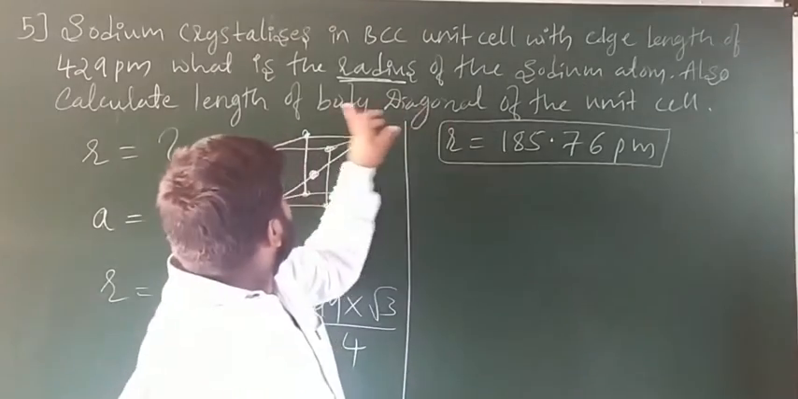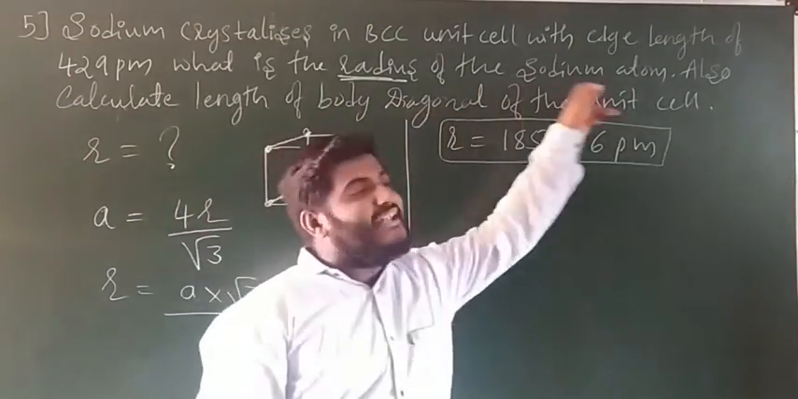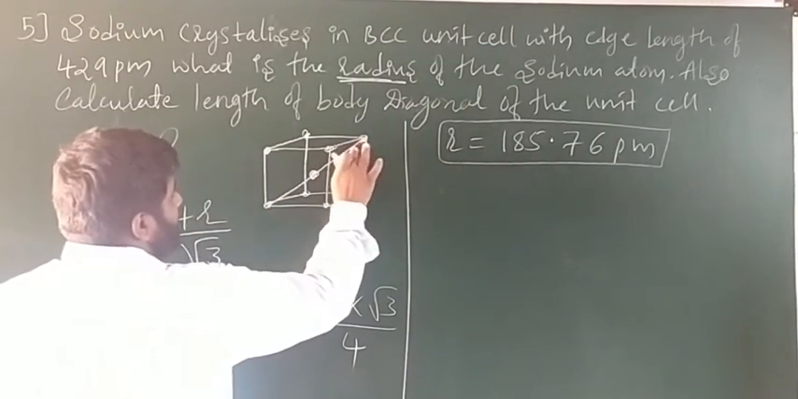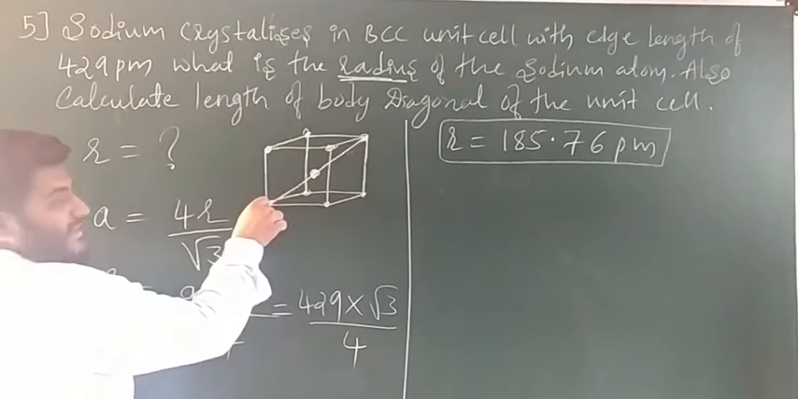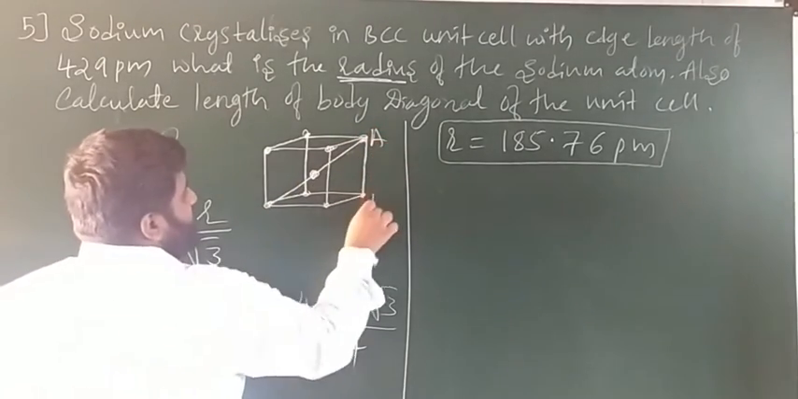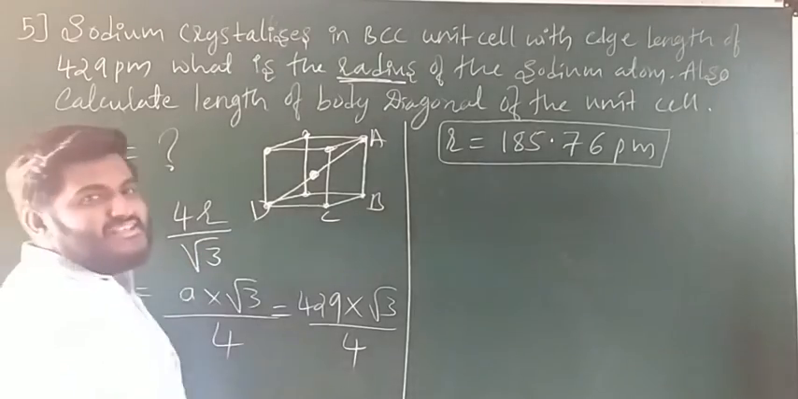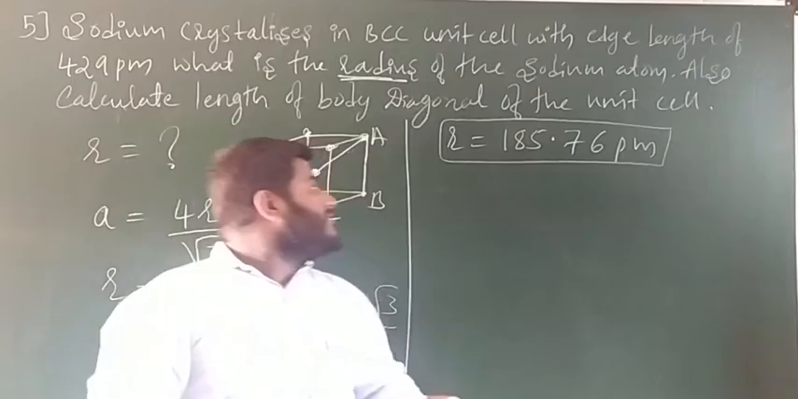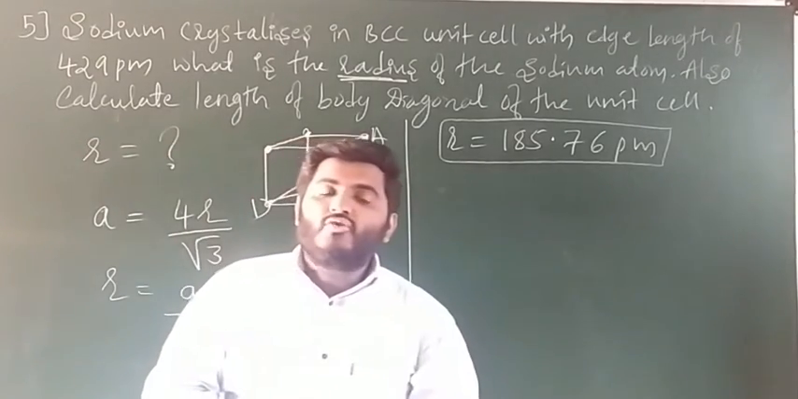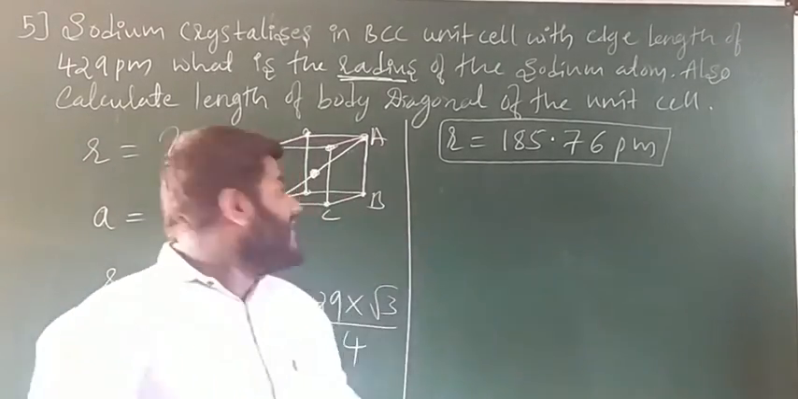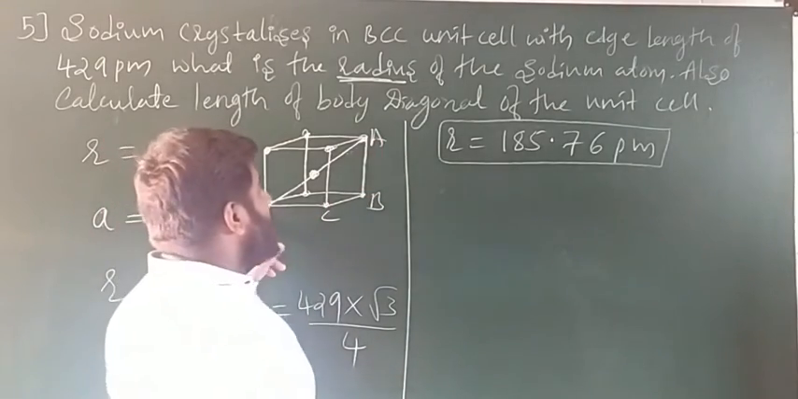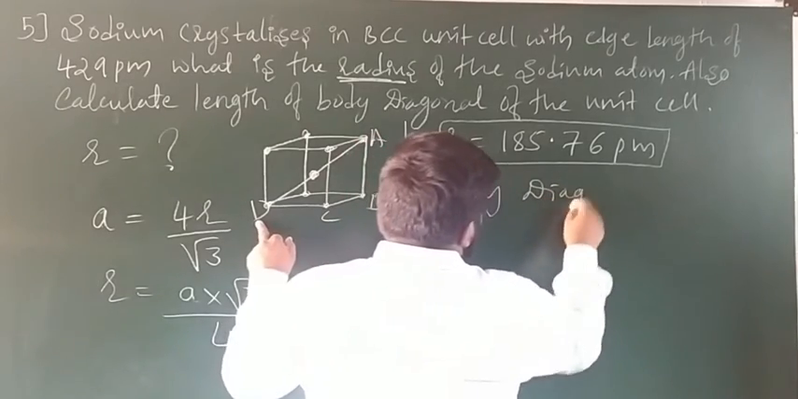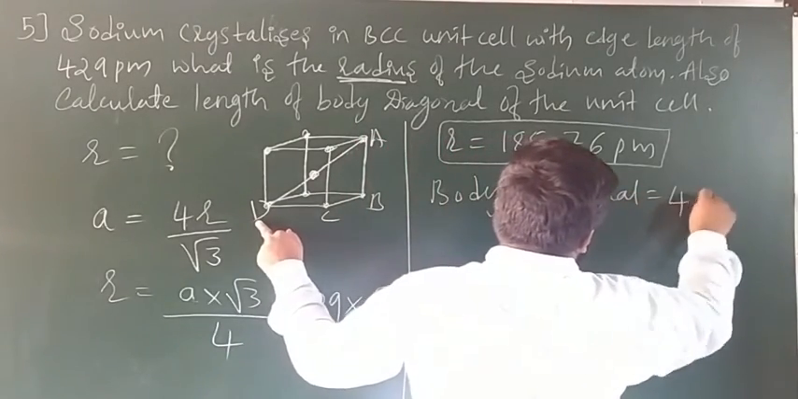Again, they have asked: what is the length of the body diagonal of the unit cell? Body diagonal means this one, from here to here. Like A, B, C, D, AD is the body diagonal of the unit cell. Right, guys? So what is the formula? We have already discussed it: body diagonal is equal to 4R.